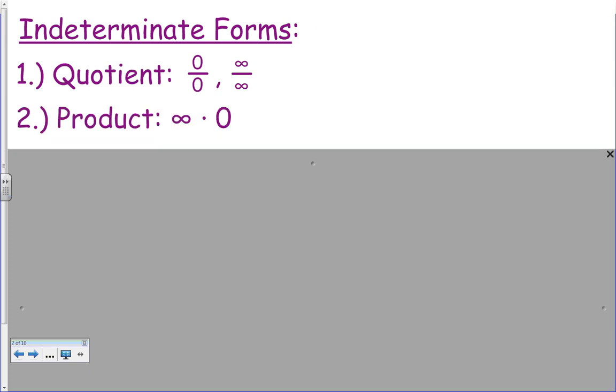The second one here is the product form of an indeterminate form. If we start out with a product and it turns out that we have infinity times 0, this is an indeterminate form. The reason why this is indeterminate is because you have the first quantity, which is infinity, and of course multiplying anything times infinity should just give us a huge number. However, the second function is going to 0. So 0 times anything should, of course, be going to 0.